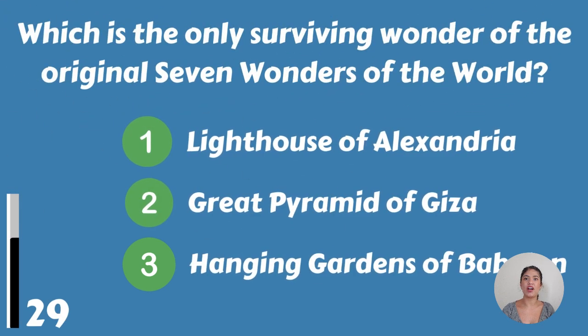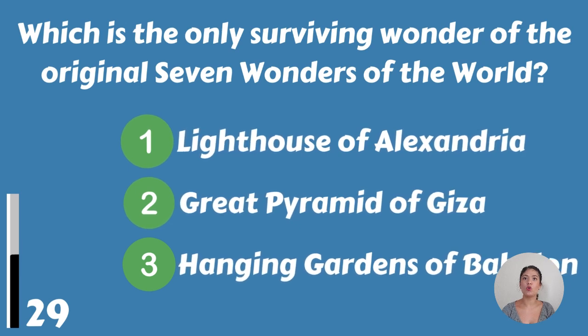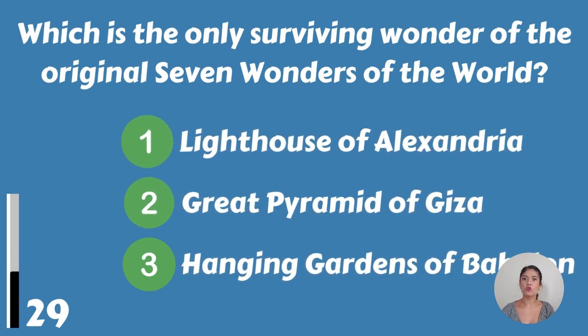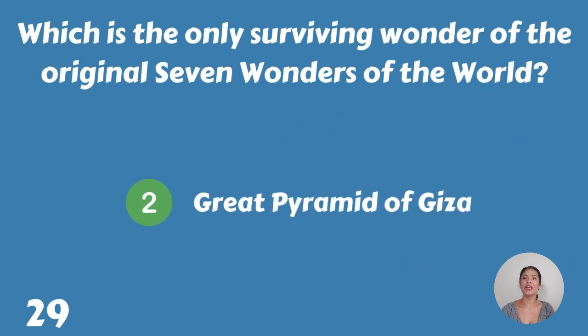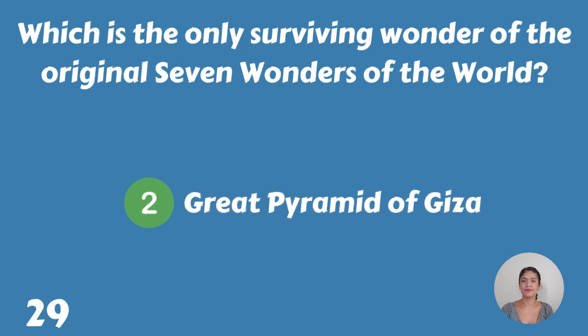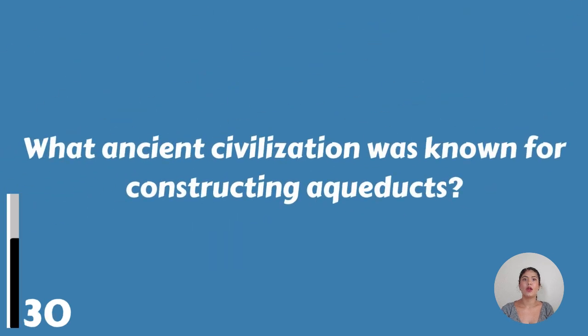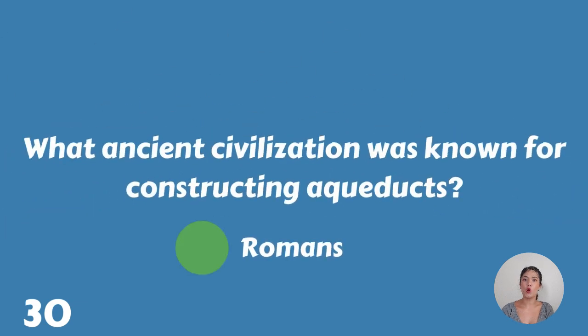Which is the only surviving wonder of the original 7 wonders of the world? Lighthouse of Alexandria, Great Pyramid of Giza, Hanging Gardens of Babylon. Great Pyramid of Giza. What ancient civilization was known for constructing aqueducts? Romans.